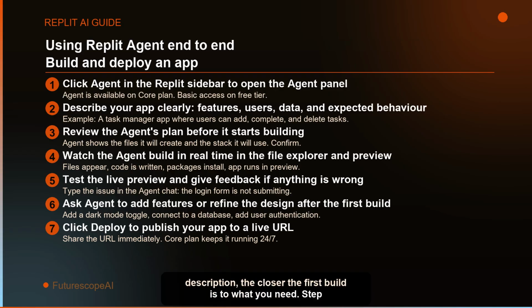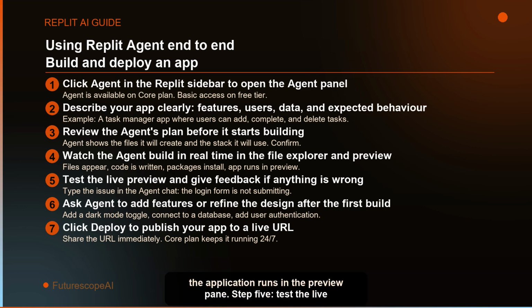Step 3. Review the agent's plan before it starts. The agent tells you the files it will create and the stack it has chosen. You can redirect at this stage without any code being written. Step 4. Watch the agent build in real time. Files appear in the File Explorer, code is written across them, packages install in the background, and the application runs in the preview pane.